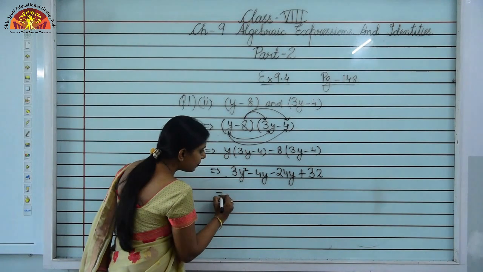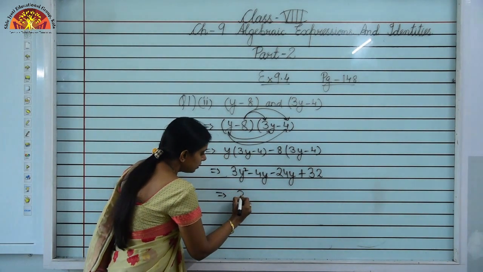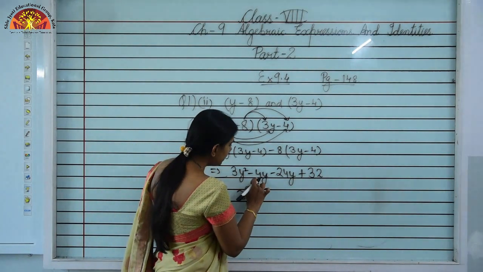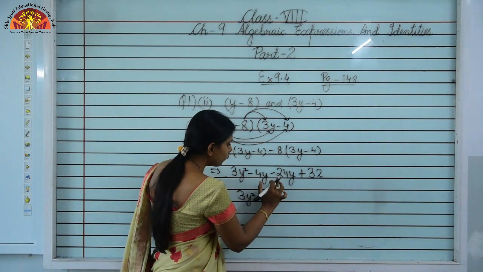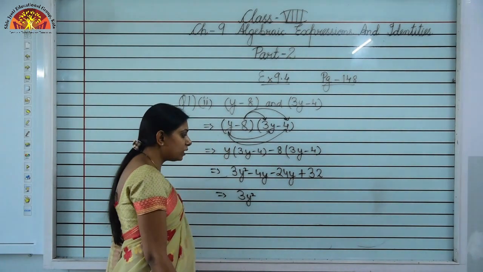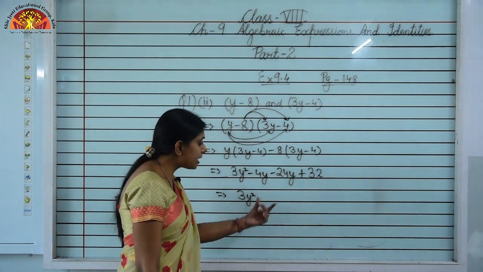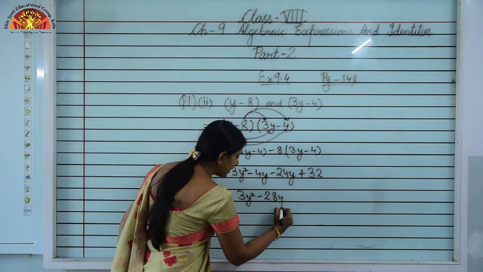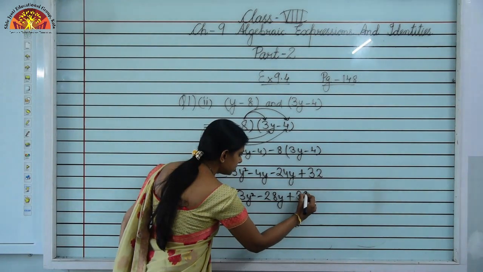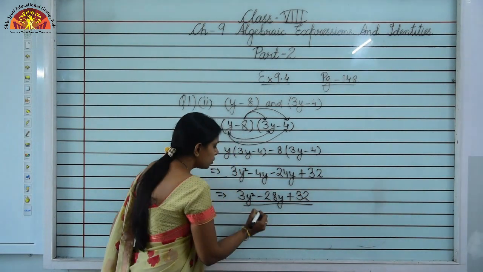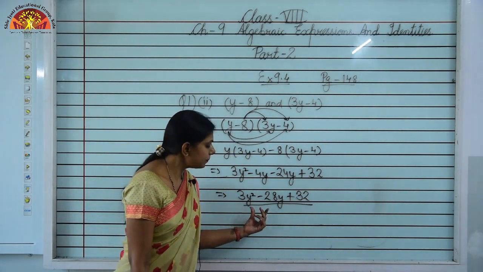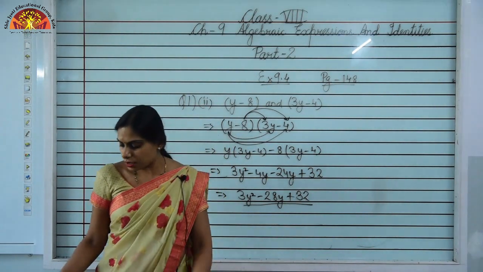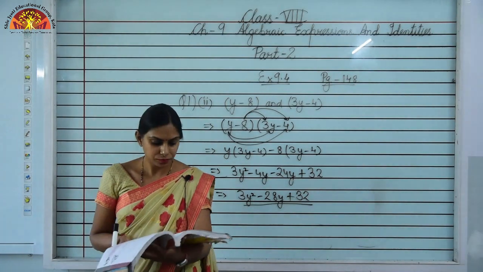Now we will combine the like terms. You can see the term with y square is only one. These are like terms, minus 4y and minus 24y. So we will add the two terms and put the sign of minus. It will become minus 28y plus 32. So your answer is 3y square minus 28y plus 32. Is it clear?